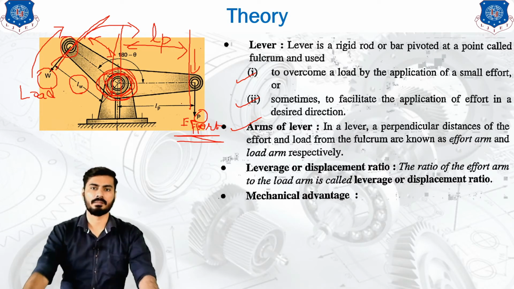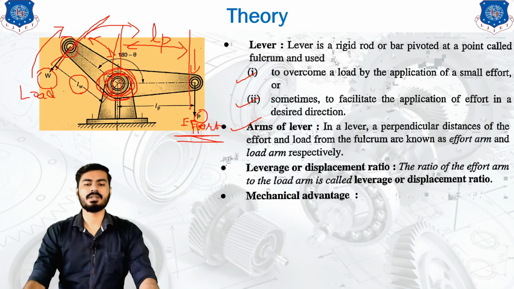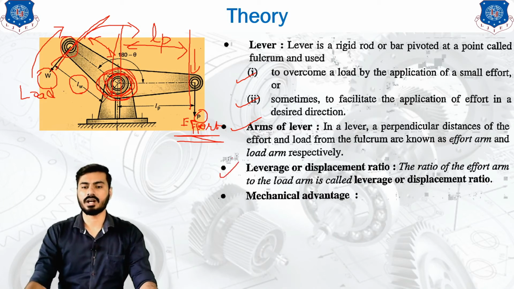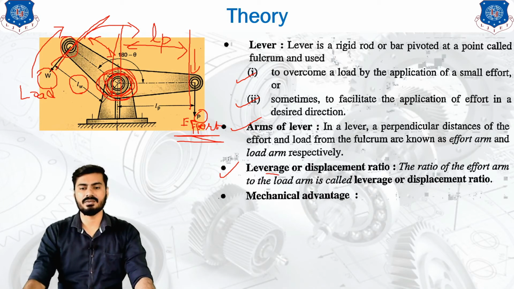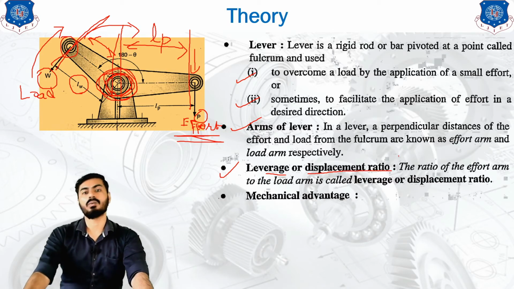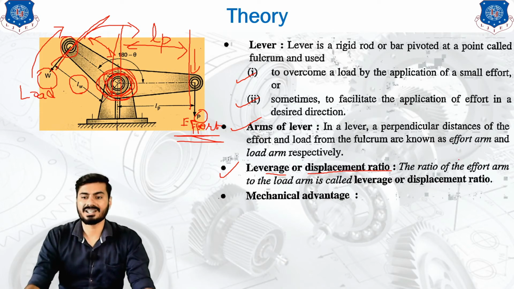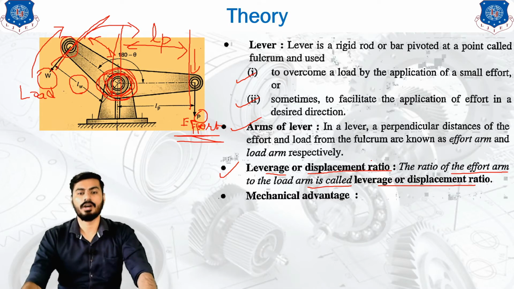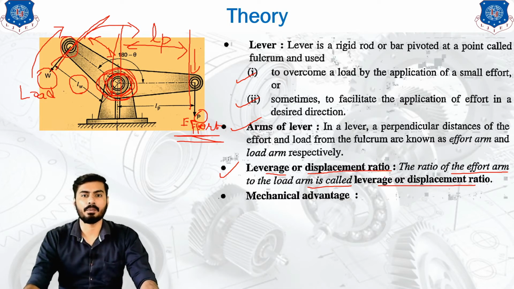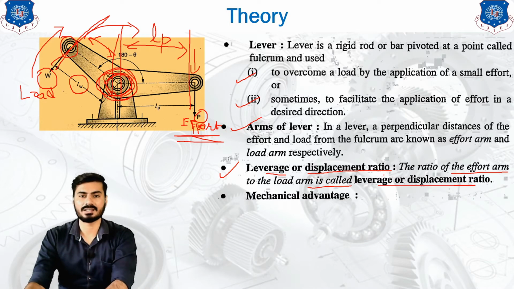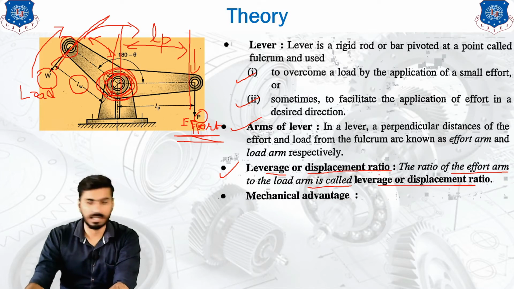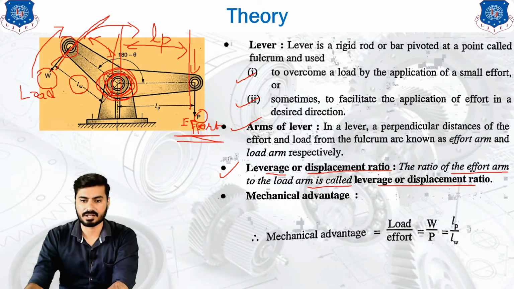Now we will see another terminology, that is the leverage or displacement ratio. What is the leverage or displacement ratio? The ratio of the effort arm to the load arm is known as the leverage. So basically LP upon LW will give you the ratio of the leverage or displacement ratio.